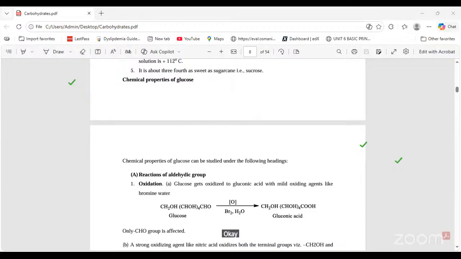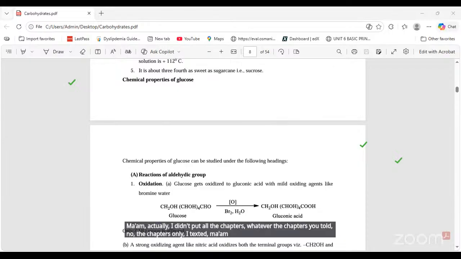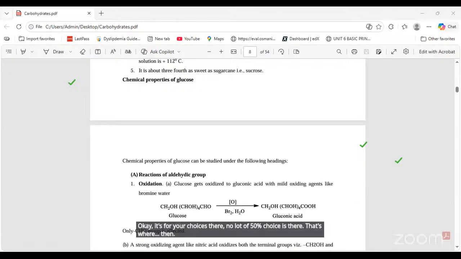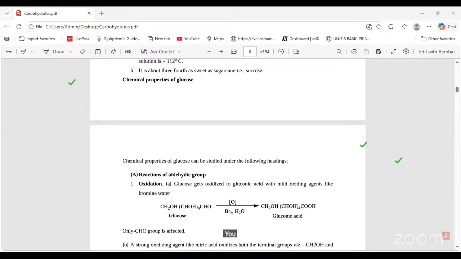Ma'am, actually I didn't put all the chapters, only the chapters you told me. Not all chapters. From each block you can read a minimum of two. It's your choice, there is a lot of 50% choice. Choose whichever is easy. Proteins are easy, DNA is easy. In the last class, the offline class, I will explain some. Carbohydrates are also very easy.